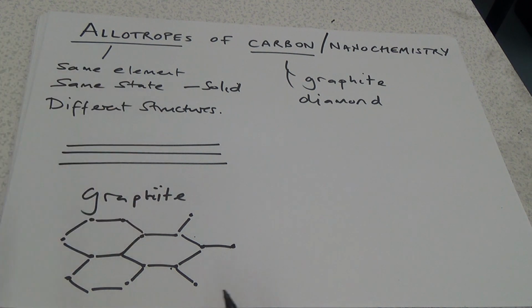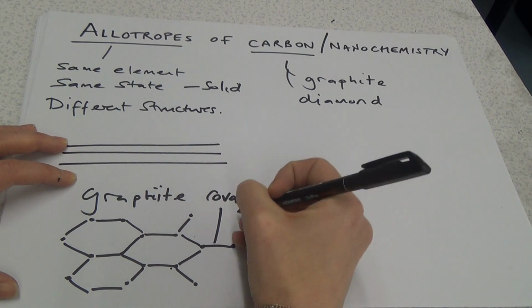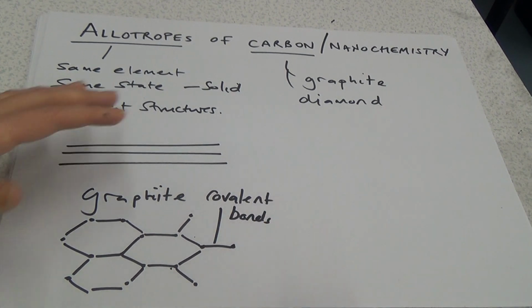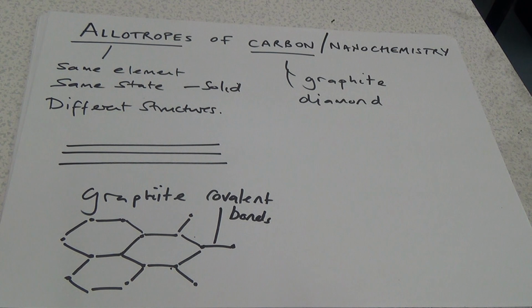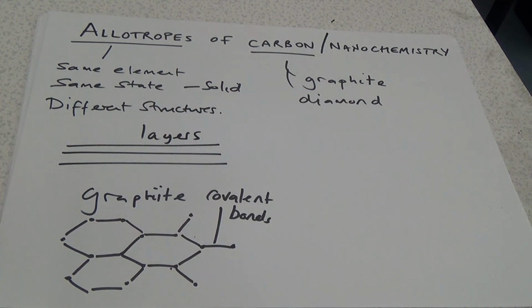So what holds the carbon atoms together? Well, between carbon atoms you have covalent bonds. And that's no different in the case of diamond. But graphite forms layers, and that is a really important part of the structure. Again, we'll come back to that shortly.